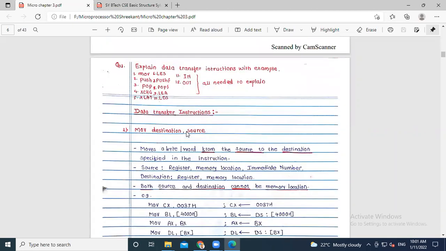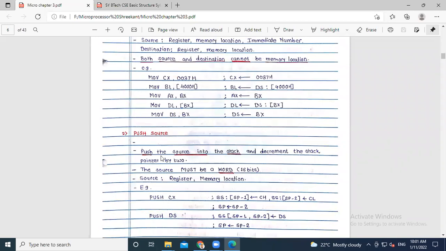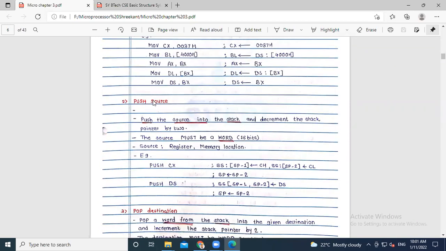The next instruction, instruction number 2, is PUSH. In PUSH source, only one source is there. Why one source? Push and pop you may study. Push means you have to enter the data into the stack, and pop means you have to remove the data from the stack. So in PUSH source, the source goes into the stack and the stack pointer is decremented by 2. So as per the move instruction, we use the instruction as PUSH CX, only one source register.